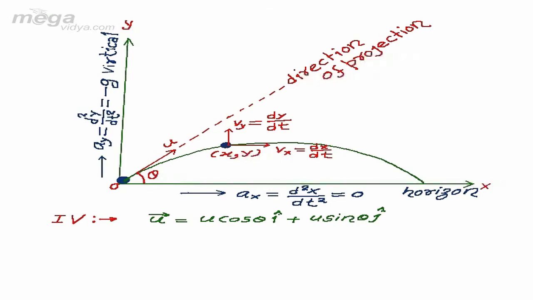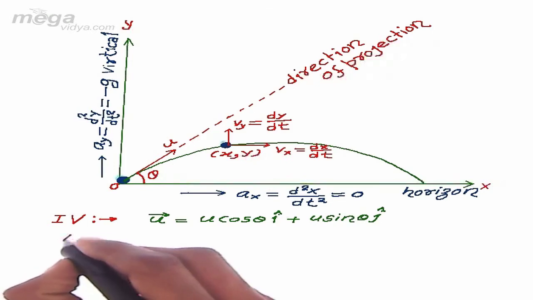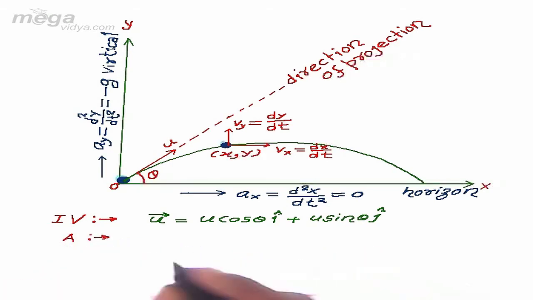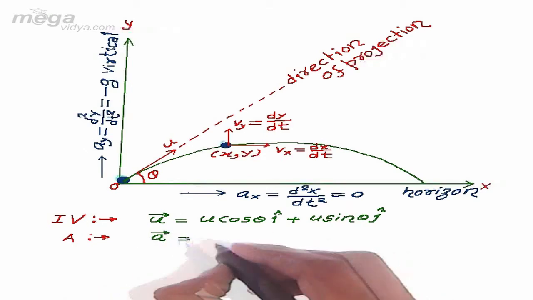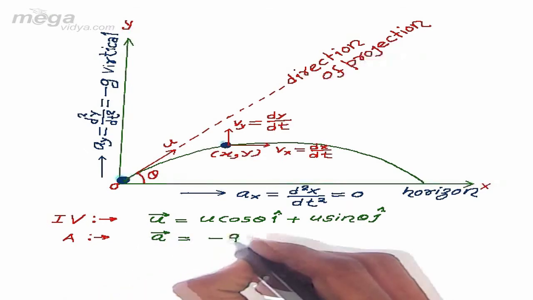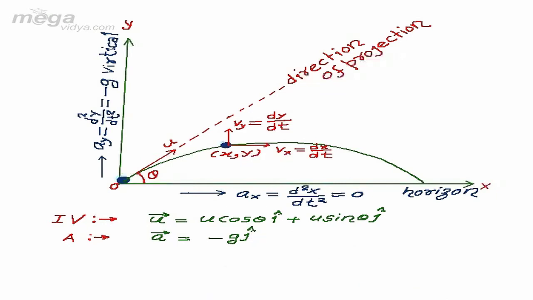Now, if we talk about the acceleration vector, we can write it to be vector a equal to minus g j cap. Because this acceleration is vertically downward, there is no acceleration along the x direction, so there will be no component of acceleration along the x direction. So we have taken just vector a equal to minus g j cap.